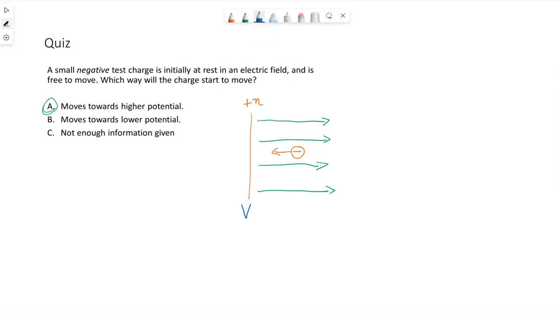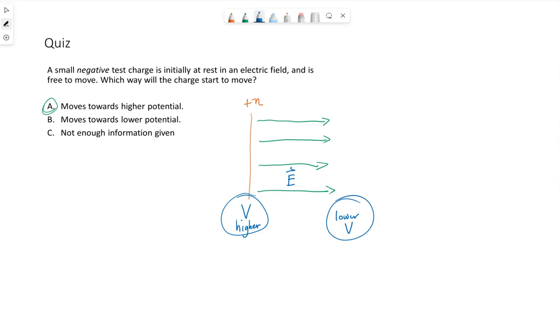Potential is V. Higher V to lower V. Electric field lines will always point from a higher potential towards a lower potential. That's independent of this test charge. So we take this guy out, our little electron that was free to move. Electric field lines always point from high V to low V.